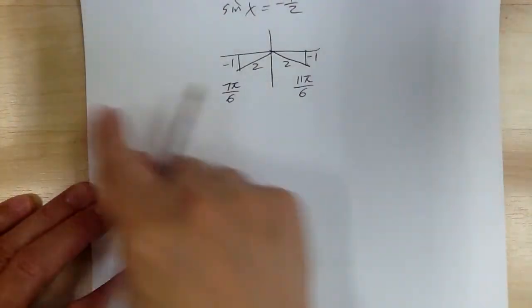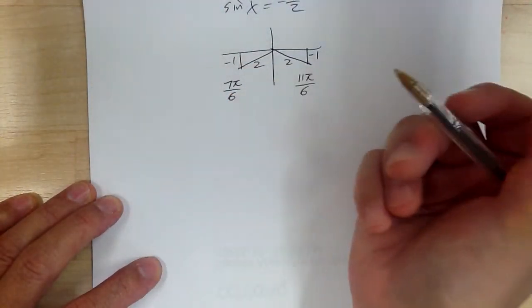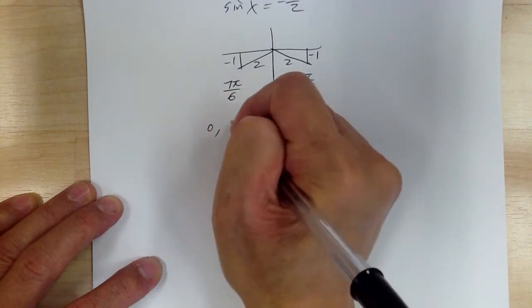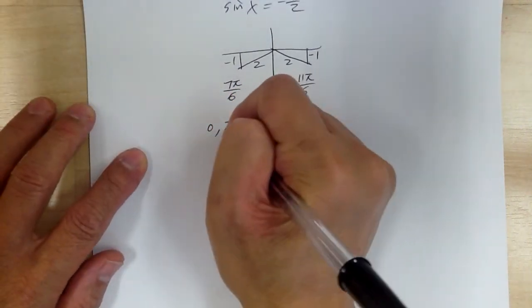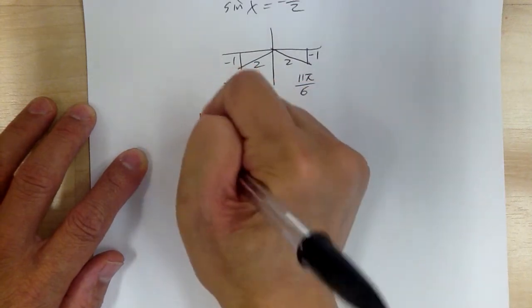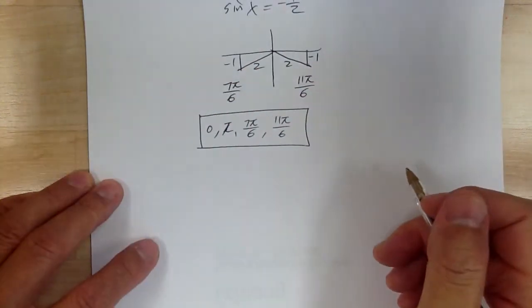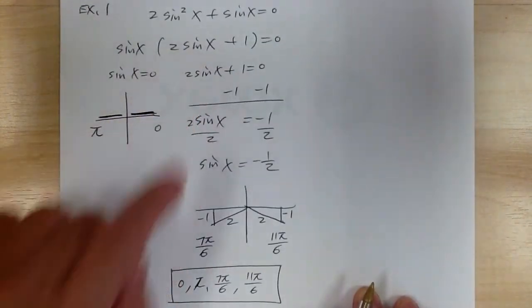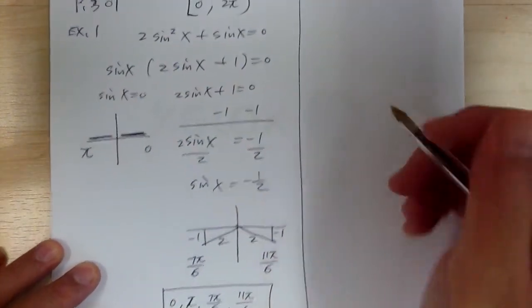So your total answer would be, you don't have to write in order if you don't want to, it doesn't matter: 0, pi, 7 pi over 6, 11 pi over 6. And that would be your answer. Okay? So there's a quick way of doing this, but you have to be very careful.